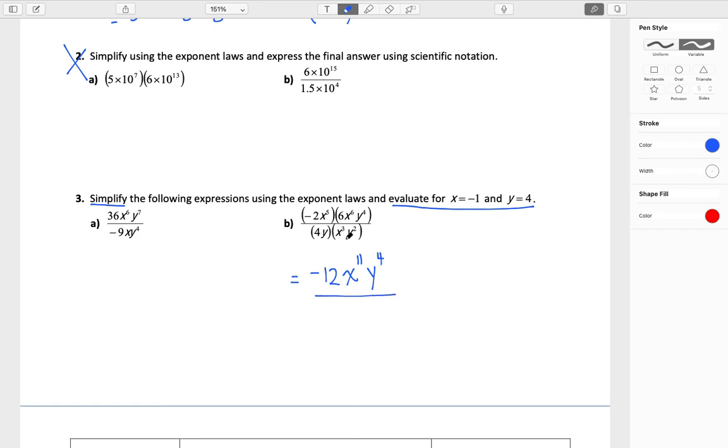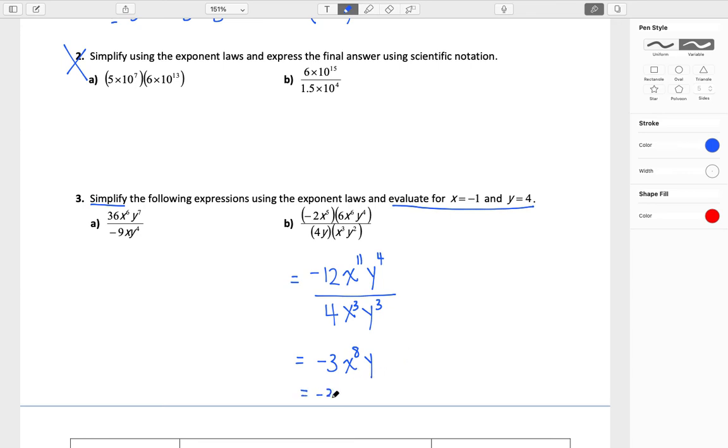Over the coefficient, it looks like it's 4 times invisible 1, so just 4 stays as it is. There's nothing for x except for x3, so x3 stays the same. And for y, you're multiplying, so 1 plus 2 is 3. And then let's simplify the coefficient. So -12 divided by 4 is -3. And then x, you're dividing, so we'll have to subtract. 11 minus 3 is 8. And then y, 4 minus 3 is 1. Now, we just simplified as much as possible.